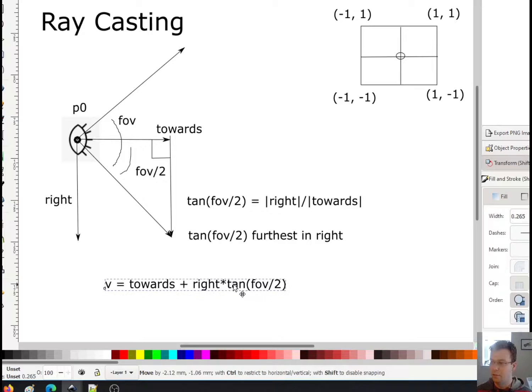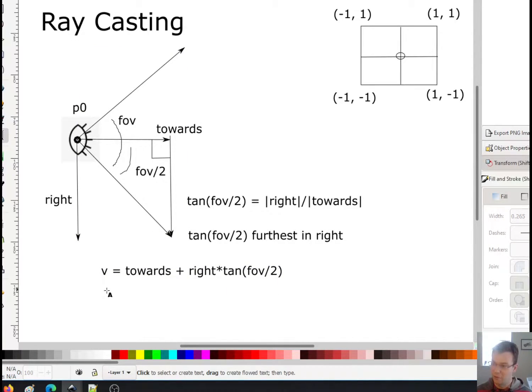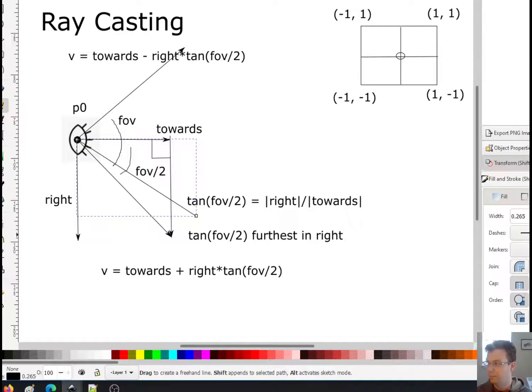Okay, so that's going to be this vector here. And the one at the other side would be towards minus right times tangent of field of view over 2. So that would be this vector up here. But what about rays in between? So what about this ray? So I'm going to send this ray out somewhere.